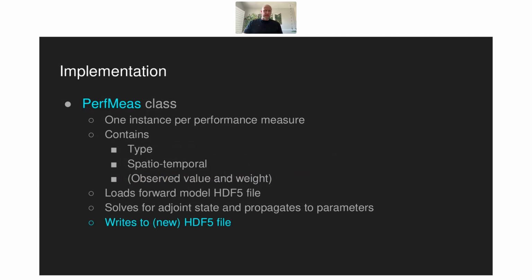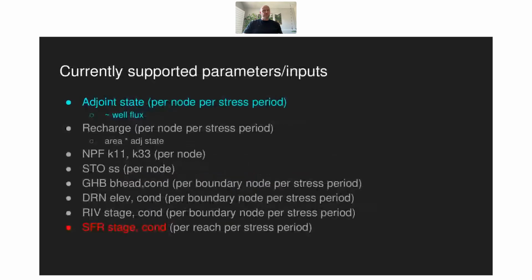This performance measure class loads up that HDF5 file that the other one wrote, that's the forward solution, solves that adjoint state system of equations, propagates it to all the different parameters, and then puts all that information into a new HDF5 file. Simple as.